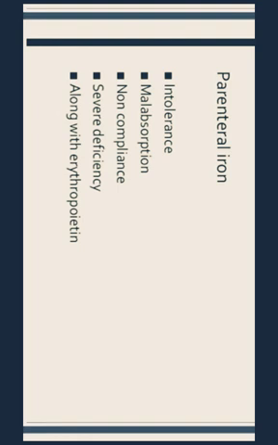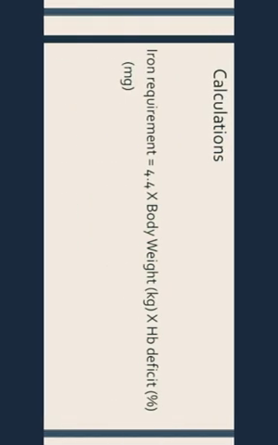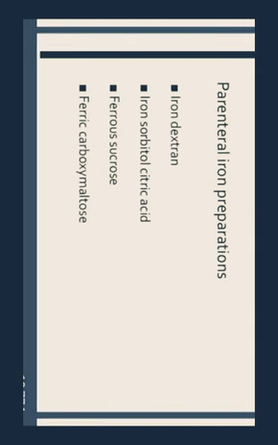And along with that, there is erythropoietin deficiency. EPO is a hormone released by the peritubular cells, and if there is a deficiency, then we always prefer the parenteral dosage form. Now, as far as parenteral iron preparations are concerned, there are iron dextran, iron sorbitol citric acid, ferrous sucrose, and ferric carboxymaltose.